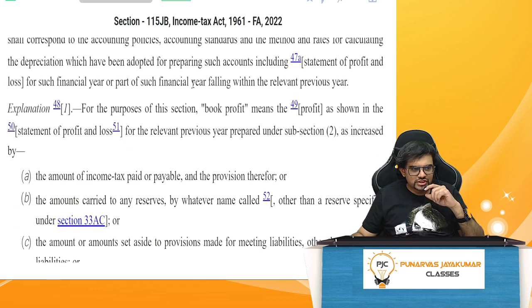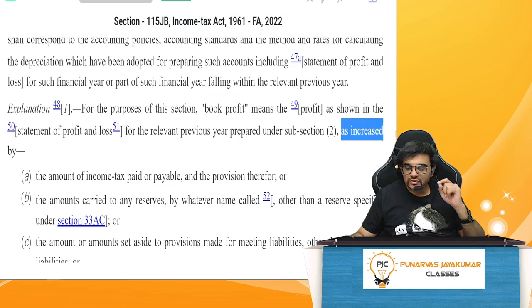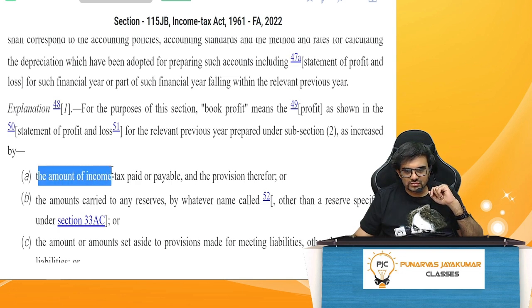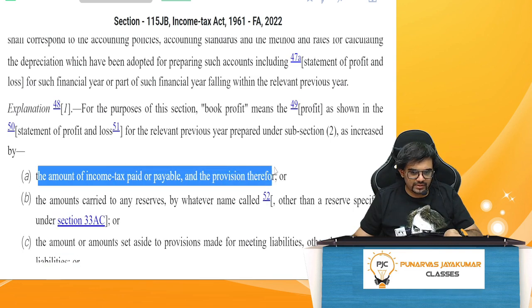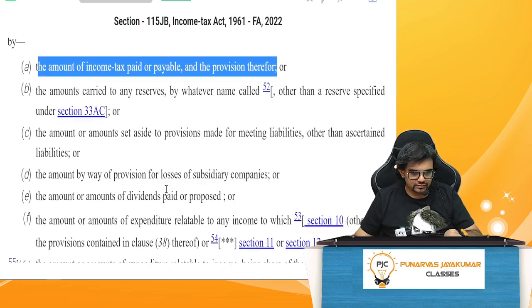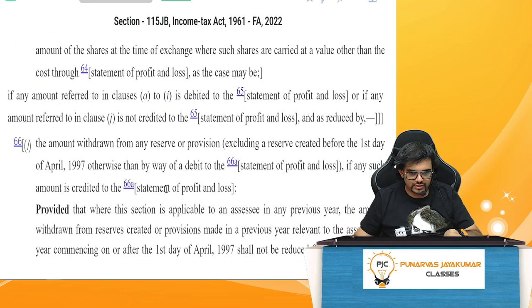For the purpose of this section, Section 115JB, book profit means the profit as shown in the statement of P&L for the relevant previous year as increased by, which is like a disallowance. First one, amount of income tax paid or payable and the provision thereof. Paid or payable and the provision thereof. Right?